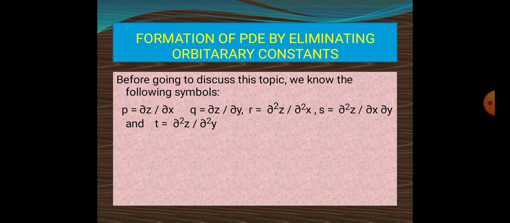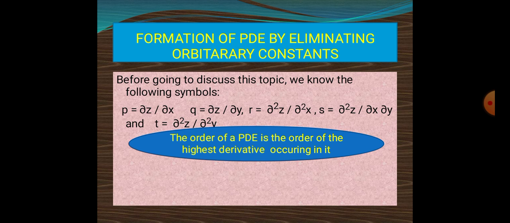Now the order of a PDE is the order of the highest derivative occurring in it. This is also a basic concept. Suppose we have a partial differential equation, then how to find the order of that equation? Very simple. The order of the PDE is nothing but the order of the highest derivative occurring in that equation. That is called the order of PDE.